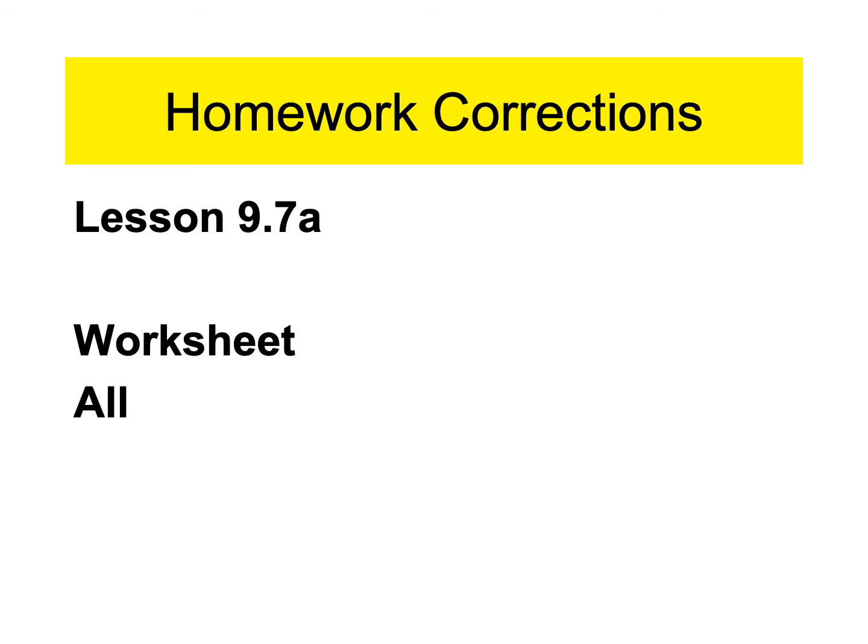Go ahead and get out your homework. The homework from the last class was 9.7a. It was a worksheet. Here's how we'll make this work. I'm going to show you the answers. You're going to check your answers, and then you're going to answer question number 1 on the Google Forms, which is how many did you get wrong?